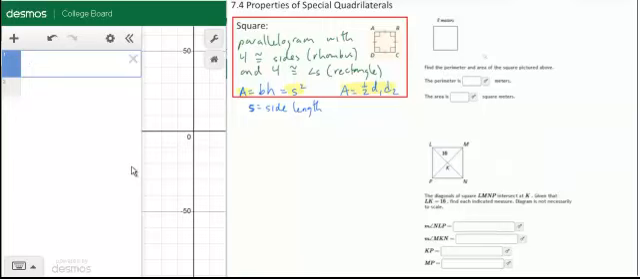And you could use the 45, 45, 90 special right triangle, okay? Because when you draw in a diagonal on a square, you create 2 of those isosceles right triangles, or 45, 45, 90 triangles. Okay, but you can also just use this formula, 1/2 the product of the diagonals. All right, so see if you can answer these last 2 questions here regarding the squares.